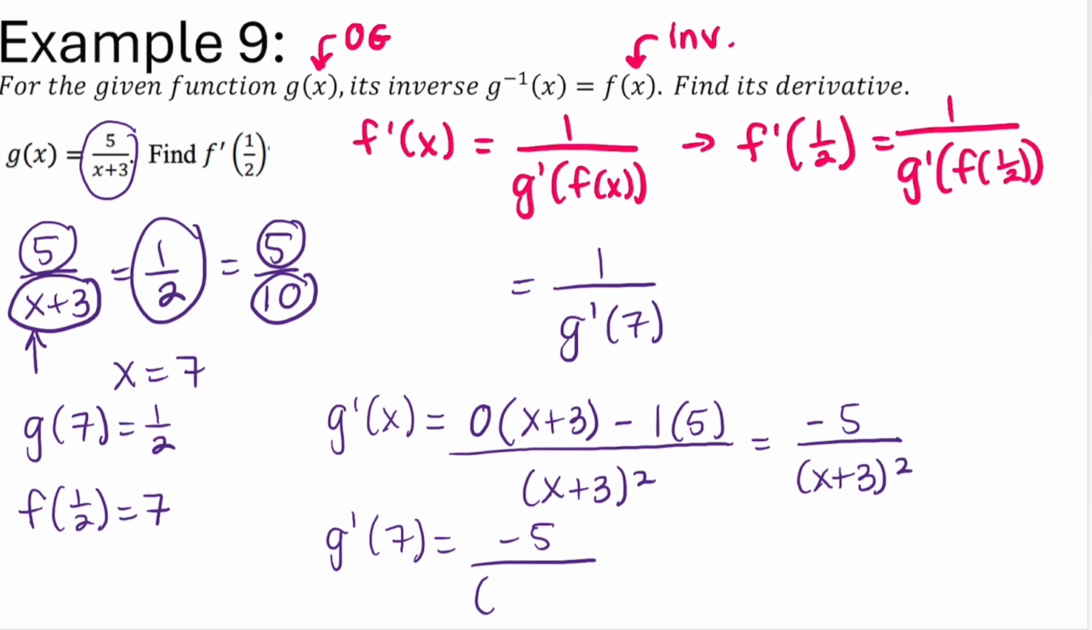There we go. So I'm doing 7 plus 3 squared. 7 plus 3 is 10. So it'll be negative 5 over 100. All right, so that's going to be what I put in the bottom of this fraction. So it'll be 1 over g prime of 7 is negative 5 over 100. Oh, I should simplify that. That's negative 1 over 20. Let me put that in instead of negative 5 over 100.